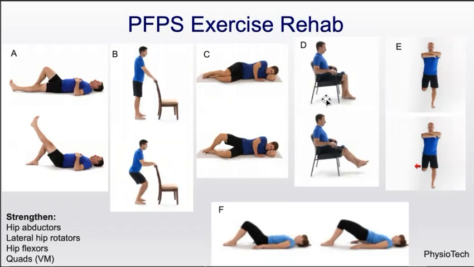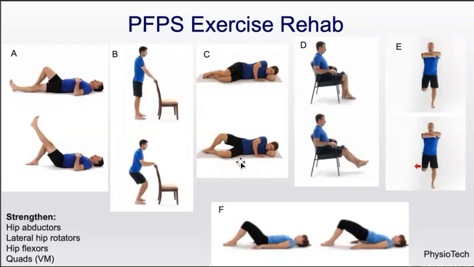A lot of people will focus just on the quadriceps because that is what is pulling on the patella. However, any sort of deviation in the forces around the knee will cause improper alignment of the patella over top of the femur, and it can cause issues with PFPS.